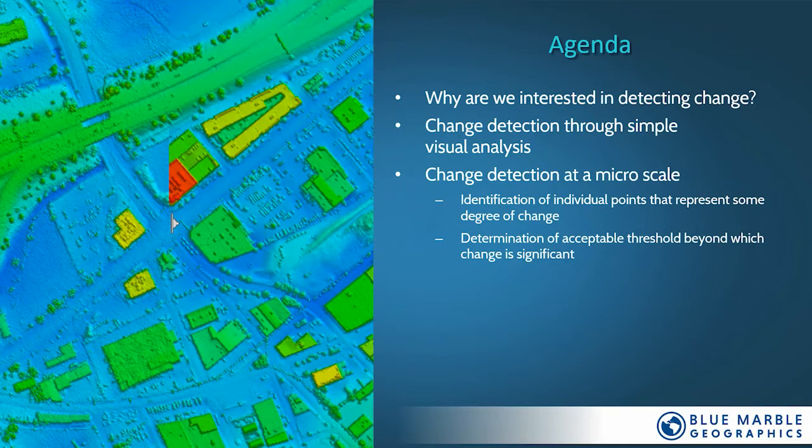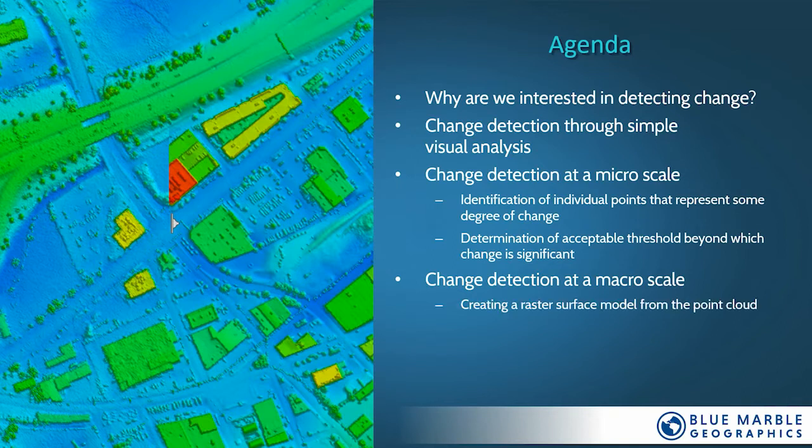Moving to the opposite end of the spectrum, we're going to look at change on a macro scale. In fact, for this example, we'll take a look at an urban environment, and what we want to try to detect in that context are buildings that have been added or buildings that have been removed. Obviously, identifying individual points that have moved may not be the most appropriate workflow. So what we're going to do in this case is generate a raster surface from our point cloud. We're going to grid it.